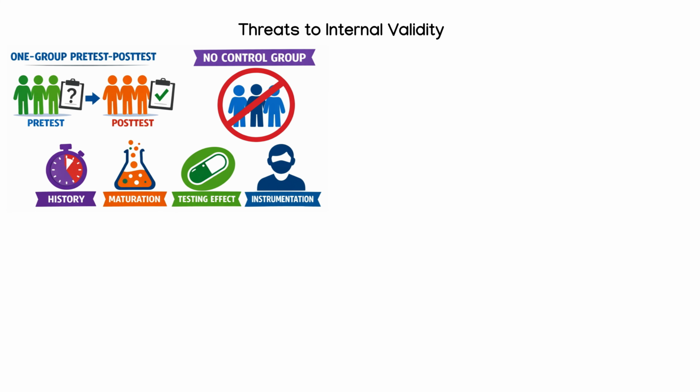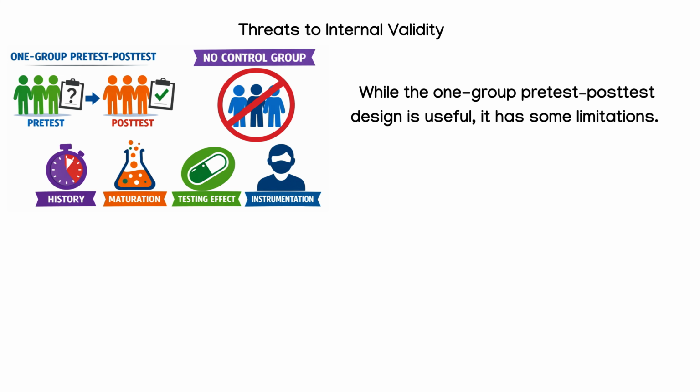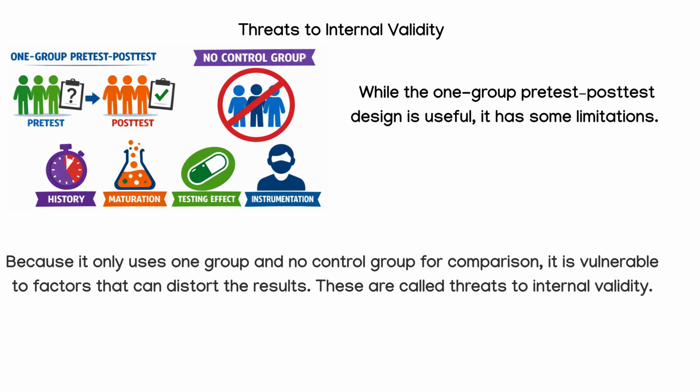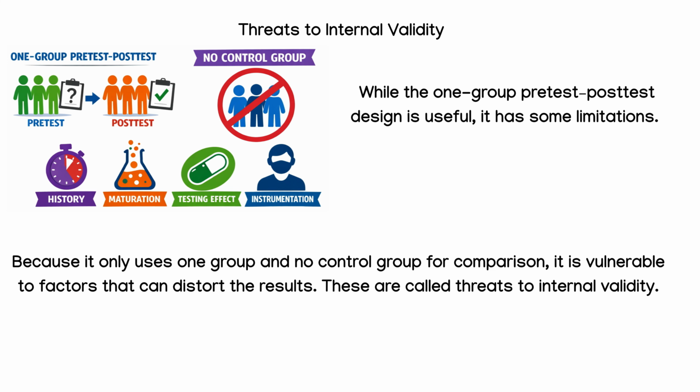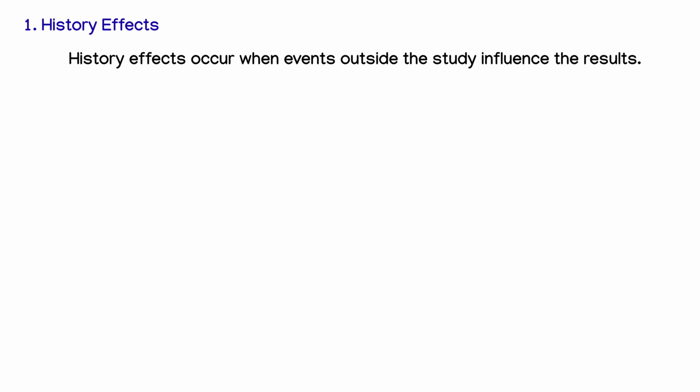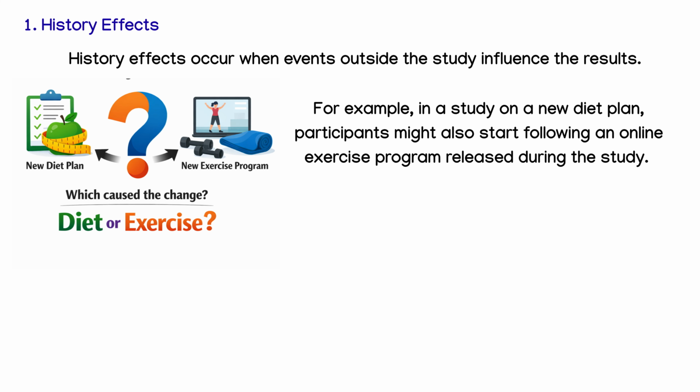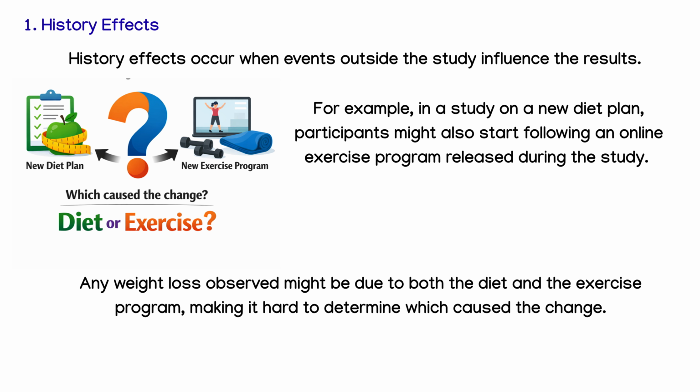Threats to internal validity. While the one-group pretest-posttest design is useful, it has some limitations. Because it only uses one group and no control group for comparison, it is vulnerable to factors that can distort the results. These are called threats to internal validity. 1. History effects. History effects occur when events outside the study influence the results. For example, in a study on a new diet plan, participants might also start following an online exercise program released during the study. Any weight loss observed might be due to both the diet and the exercise program, making it hard to determine which caused the change.